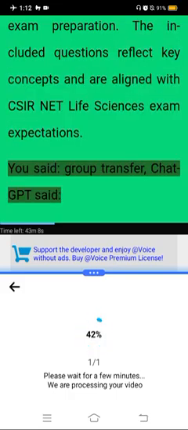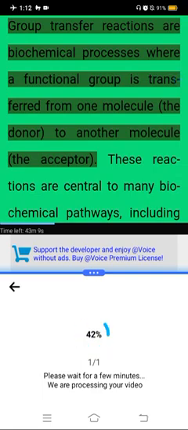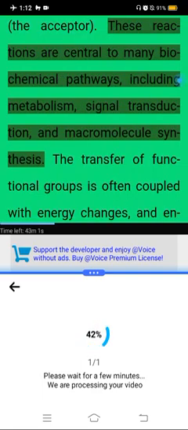Group transfer. Detailed lecture for CSIR NET JRF Life Sciences. Group transfer reactions are biochemical processes where a functional group is transferred from one molecule, the donor, to another molecule, the acceptor. These reactions are central to many biochemical pathways, including metabolism, signal transduction, and macromolecule synthesis.